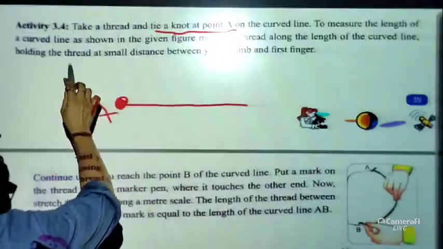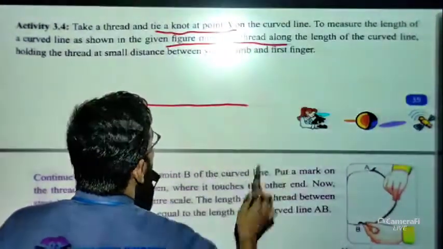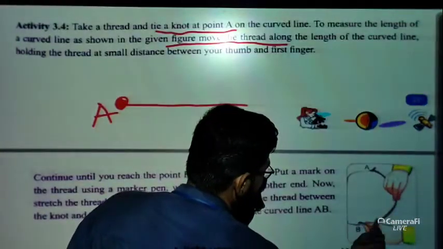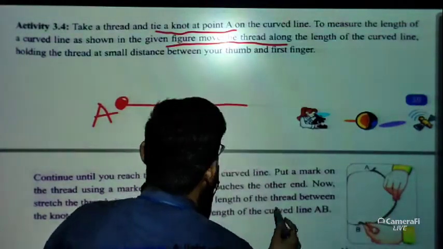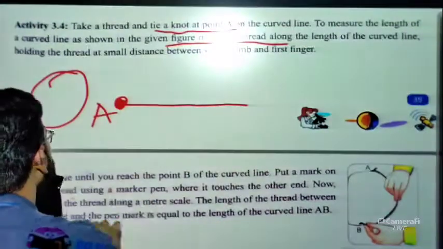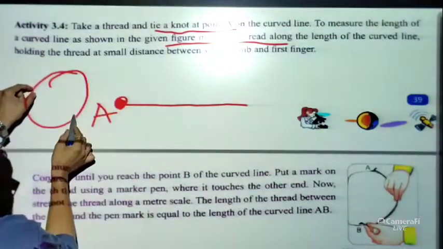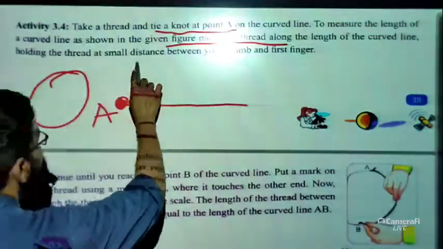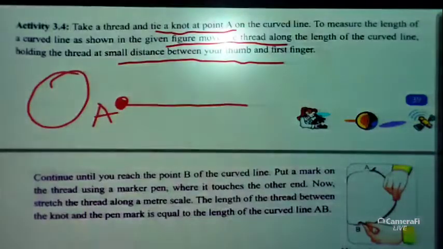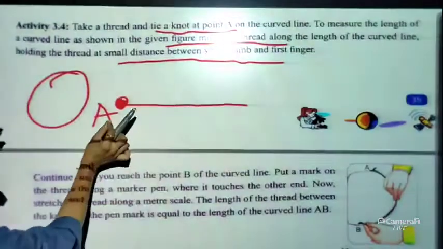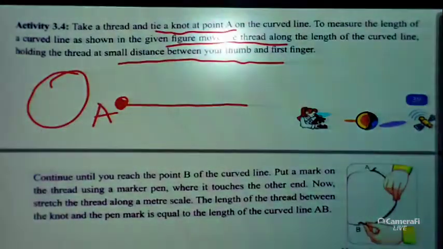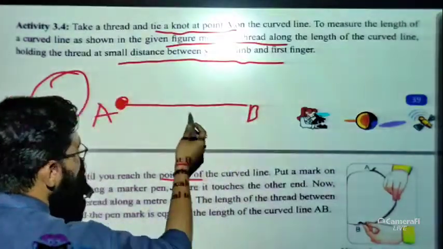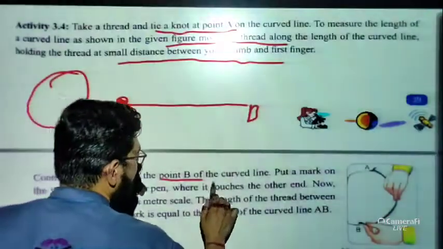To measure the length of a curved line as shown in the given figure, move the thread along the length of the curved line. You can see here, this is the curved line. We just move the thread along the curved line, placing the thread like this, and holding the thread at a small distance between your thumb and first finger. Now continue until you reach the point B. So if this is point B, you have to perform this activity along the curved line.